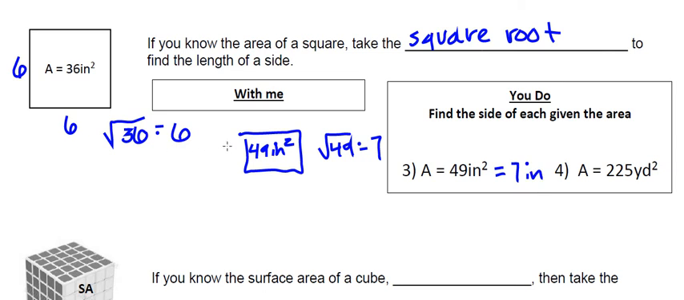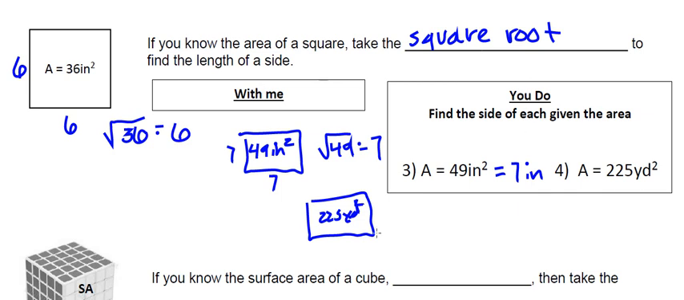When I check that, I throw 7 on each side of the square. I do know that 7 times 7 gives me that 49. Here I've got 225, an area of 225 yards squared. That squared tells me that I'm going to need to take the square root at some point.